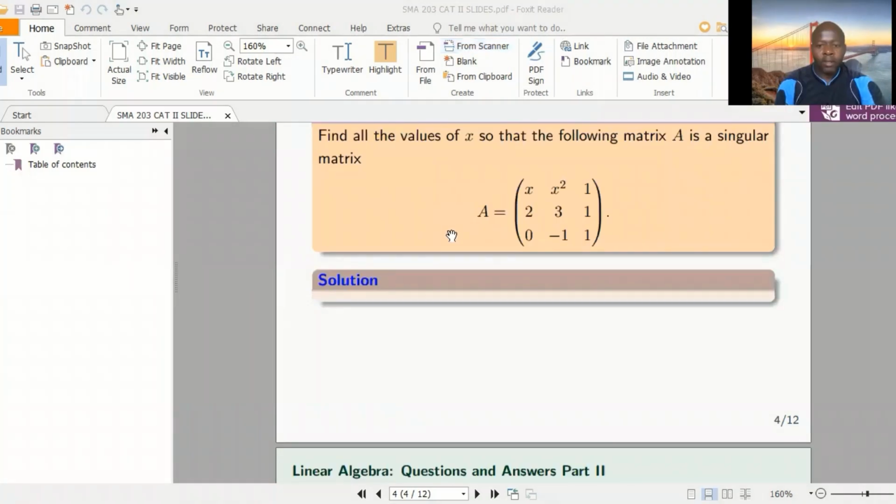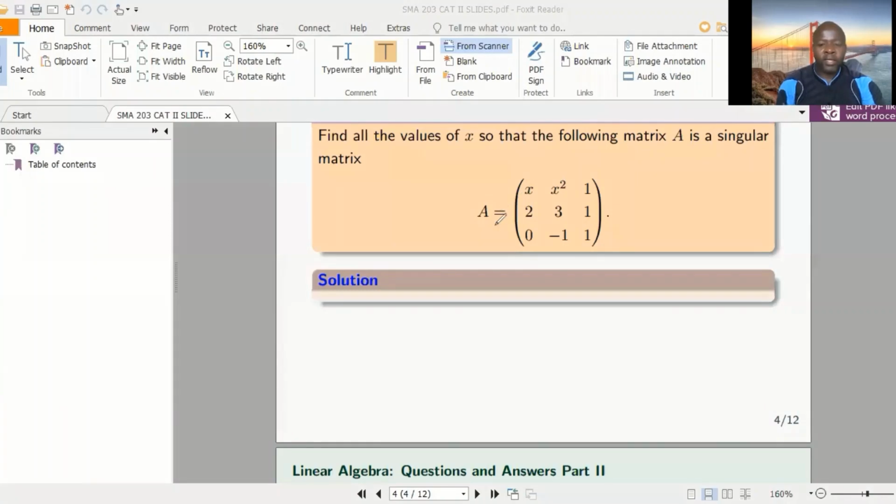Now, let's look at this other question. It says, find all the values of x so that the following matrix A is singular. And we all know that a singular matrix is one whose determinant is 0. So what the question is telling us is to find the determinant of this matrix, equate to 0, then solve for x. That's what this question is telling us. So let's just do that.